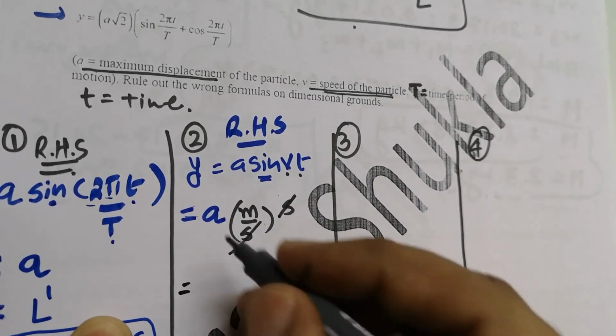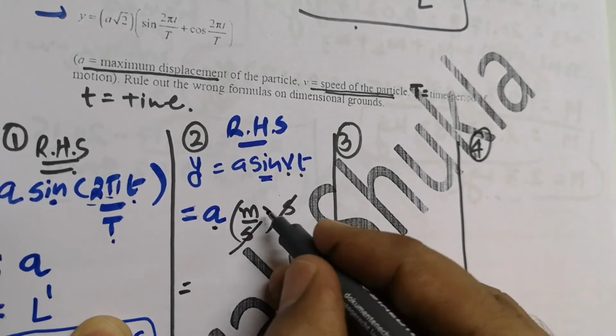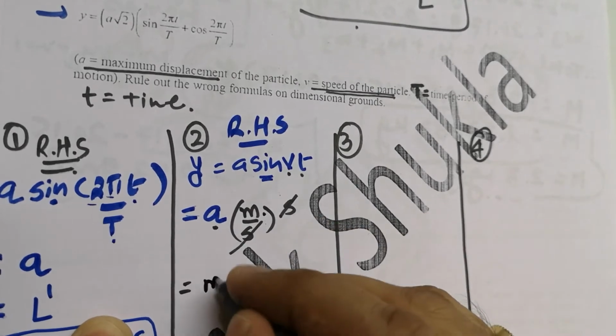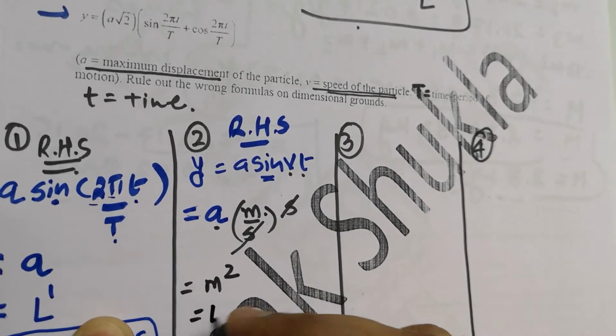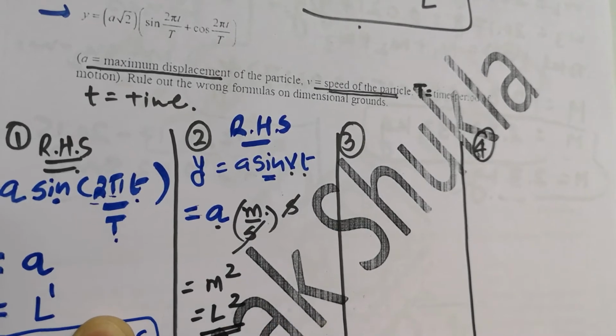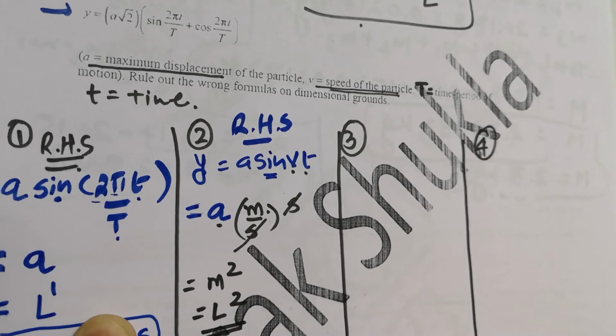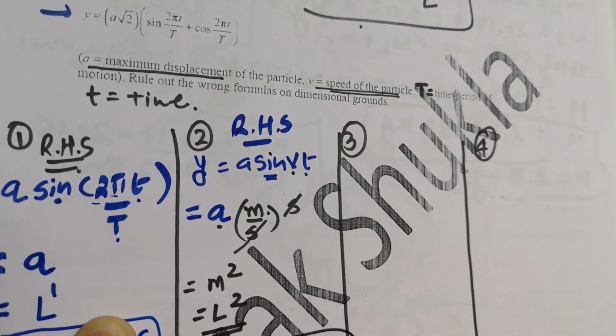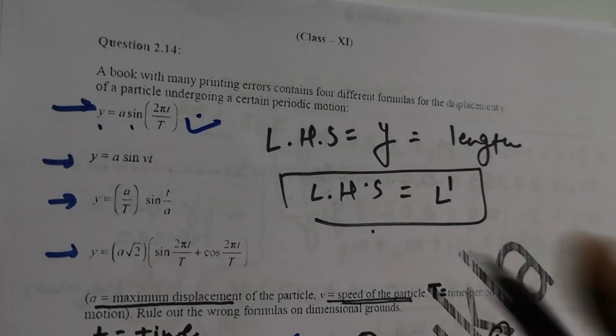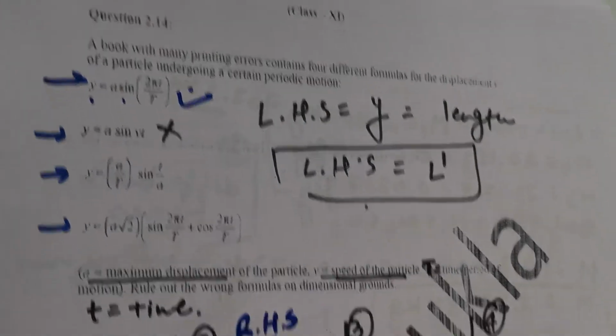So this is displacement, this is also meter, so I can have my unit meter square, so I can have L2. So it is not matching with my left hand side. So the left hand side and right hand side are not equal. So homogeneity is not maintained. So this is the wrong expression.